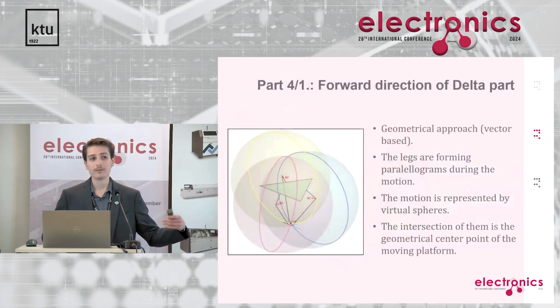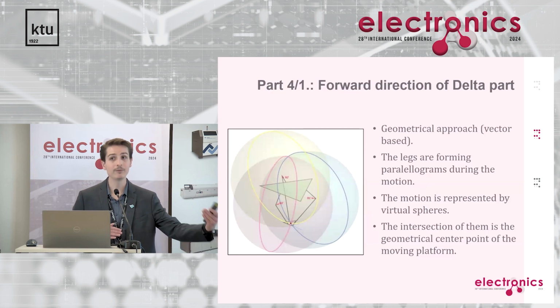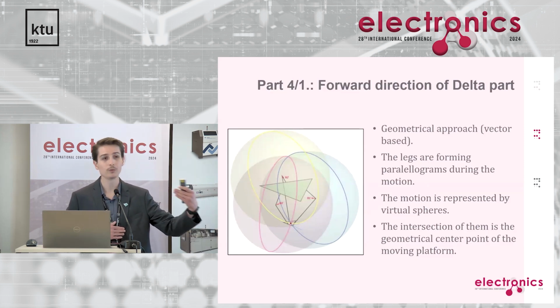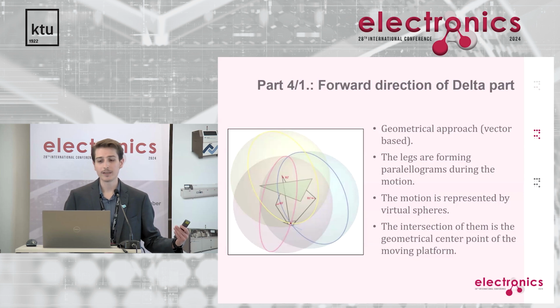So we have 2 different kinds of calculation: forward direction, when we are converting from joint coordinates to world coordinates, and we have the inverse direction when we are calculating from the world coordinates to the joint coordinates. We have 2 parts, 2 different kinds of calculations, so we have 4 cases in this case. First of all, in forward direction of the delta part, we are investigating the singularity possibilities.